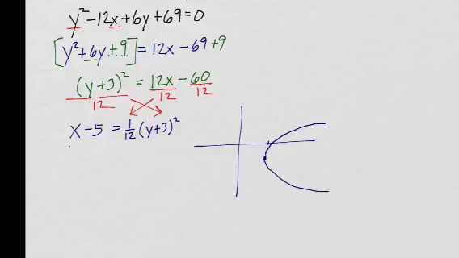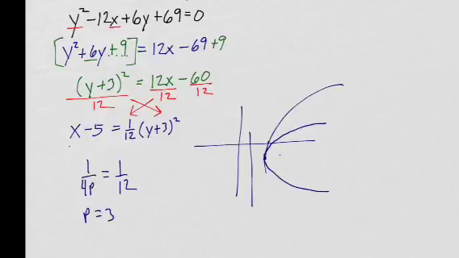We can do some stuff with the focus. We'll figure out what the focus is. I think 1/4p equals 1/12. So p equals 3, I think, in this case. So the focus would be 3 away, and then the directrix would be there, and we can do some more kind of careful plotting to figure out exactly how wide that parabola is. I think it would be fairly wide, but I'm not going to go into the details there.